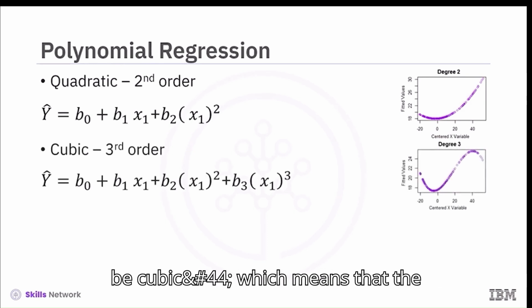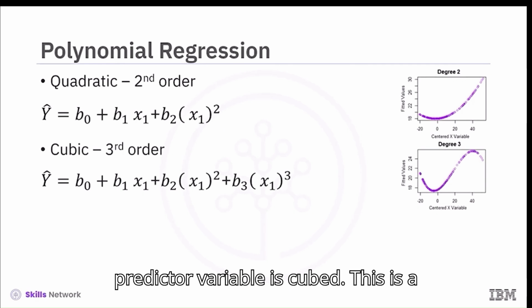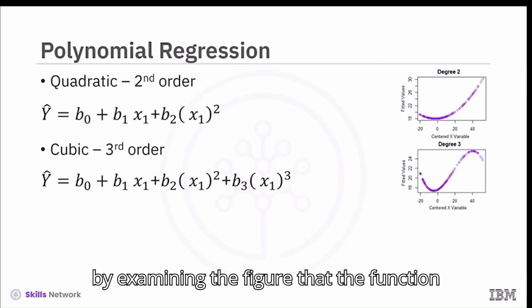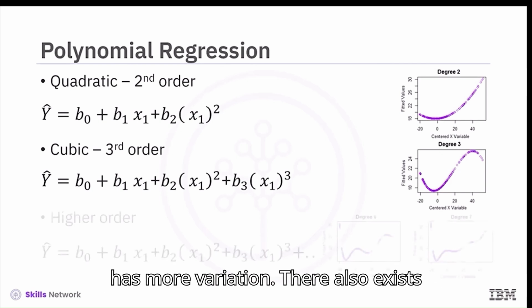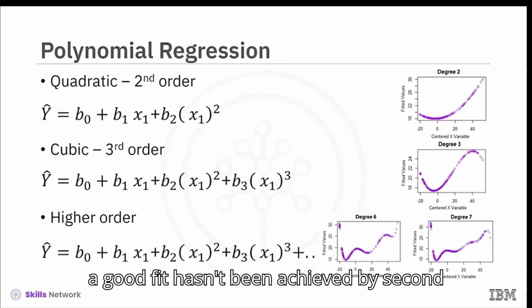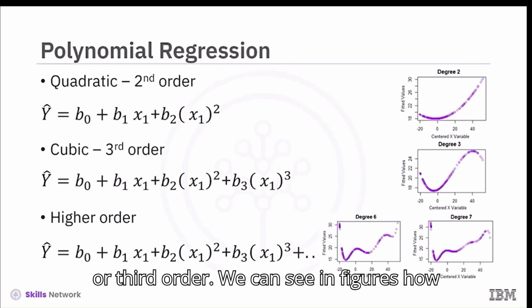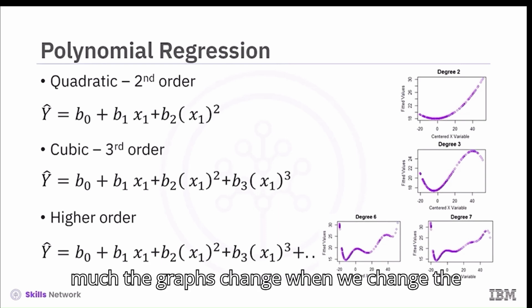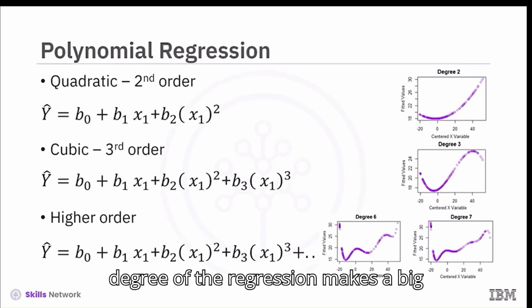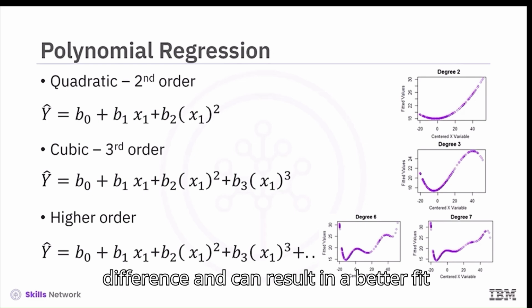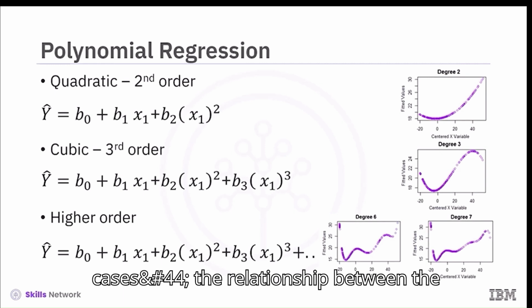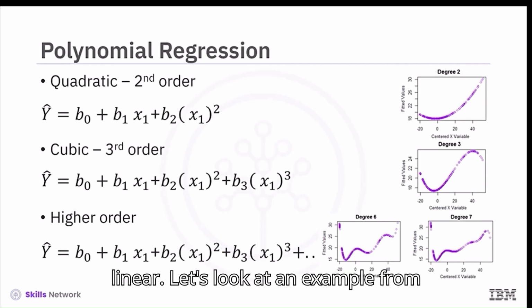The model can be cubic, which means that the predictor variable is cubed. This is a third-order polynomial regression. We see by examining the figure that the function has more variation. There also exist higher-order polynomial regressions, when a good fit hasn't been achieved by second or third order. We can see in figures how much the graphs change when we change the order of the polynomial regression. The degree of the regression makes a big difference and can result in a better fit if you pick the right value. In all cases, the relationship between the variable and the parameter is always linear.